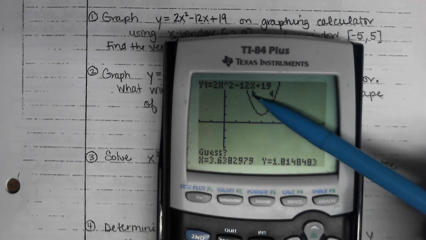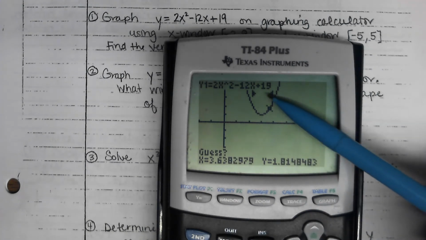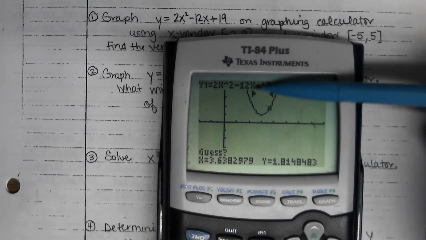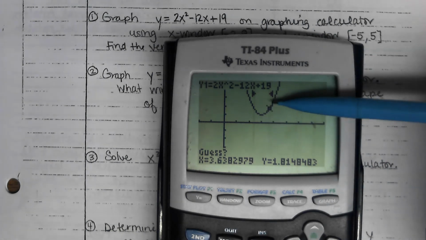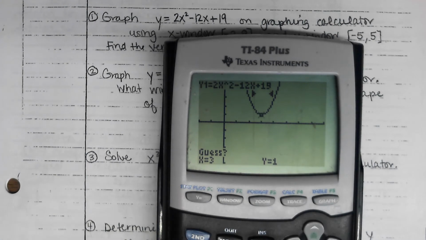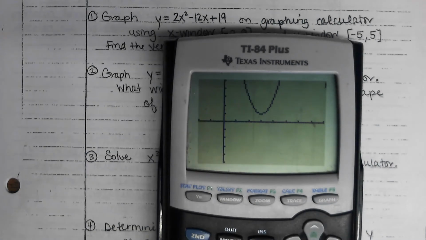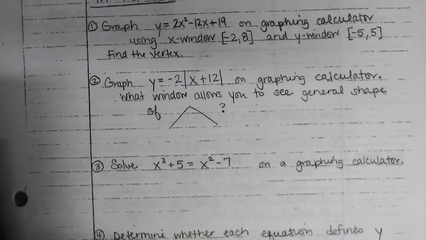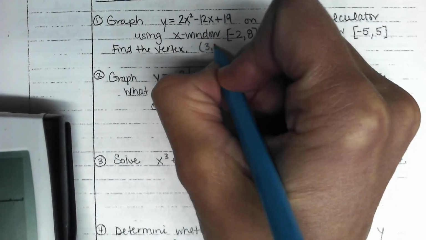And when I hit those enters, these arrows showed up, which pretty much gave my calculator a vertical window to say, okay, between these two arrows, where was the lowest point? So when it says guess, you can ignore that, or you can bring your cursor and guesstimate where it is and hit enter. And you get 3, 1 as being the minimum point. That's the vertex, 3, 1.